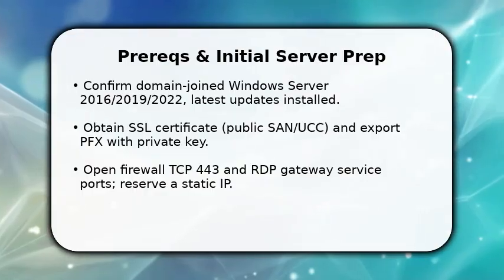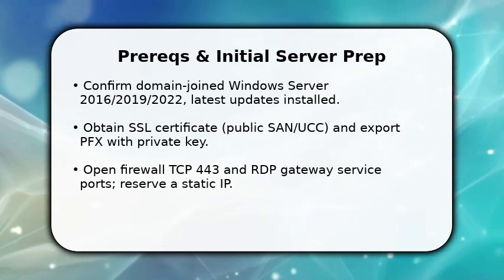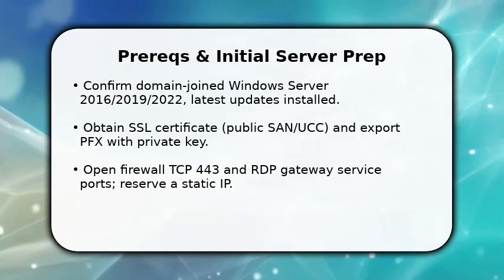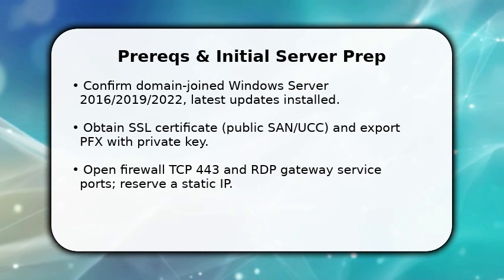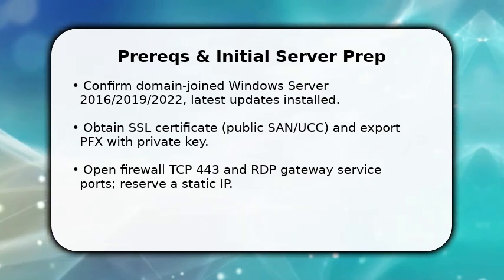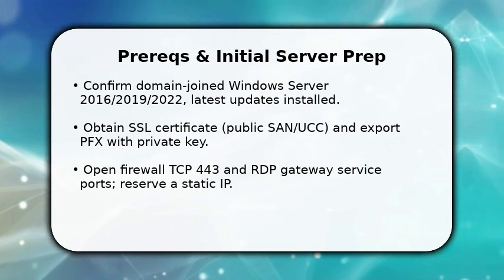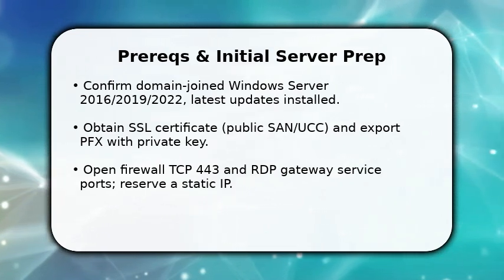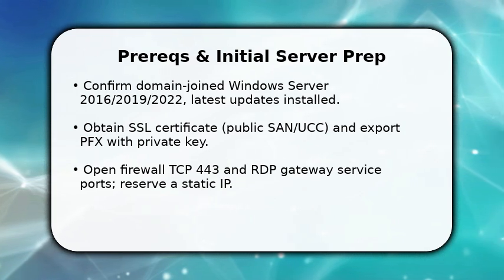You start by preparing the host. Ensure a domain-joined Windows server with current updates so group policy and Kerberos work reliably. Once done, import a public SSL certificate as a PFX so clients trust the gateway. Make sure the private key is exportable.